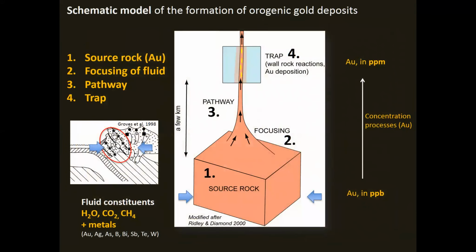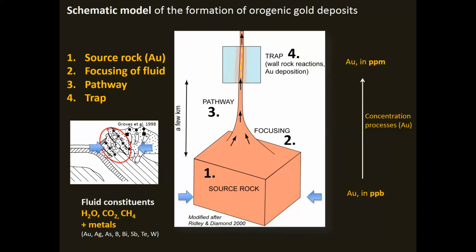So this is a schematic model of the formation of orogenic gold deposits, how they are formed in a very, very schematic way. So we will start with number 1. We need a source rock, which has very low concentrations of gold, but still a source rock. And then we push this source rock, we deform it, we heat it up during metamorphism and deformation. So we generate a fluid, and this fluid needs to be focused somehow. And it will be focused through some sort of pathway, which is typically a shear zone in the crust.